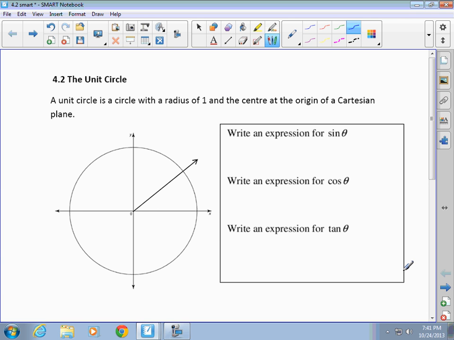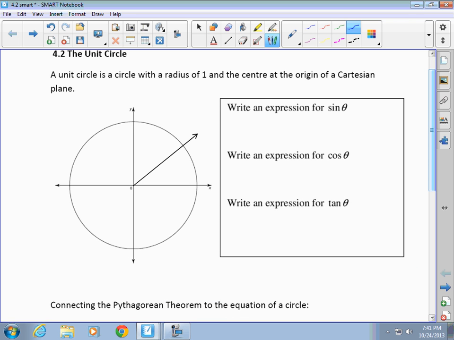So a unit circle is a circle that has a radius of 1 and the center is at the origin of a Cartesian plane. So on your page you have the example here, your Cartesian plane, of course, with the x and y axis, and the unit circle. It doesn't matter what length you're looking at, because it's a unit, it of course is a length of 1. The origin has to be at the center, so this point right here couldn't be anywhere else.